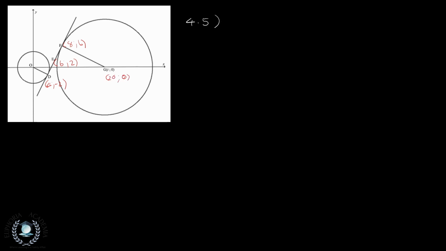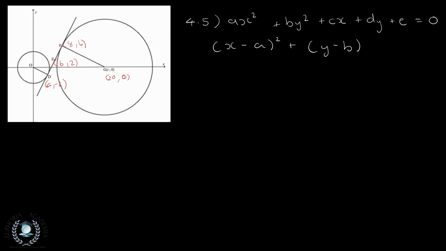For question 4.5, we're asked to find the equation of the larger circle in the form ax squared plus by squared plus cx plus dy plus e, and that will be equal to 0. Now we know that the general equation of a circle is (x minus a) all squared plus (y minus b) all squared equaling r squared, which is the radius.